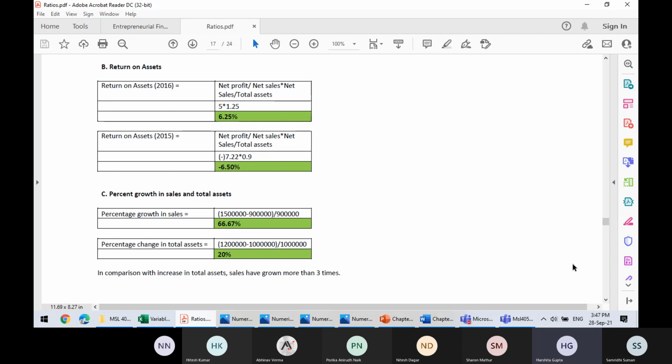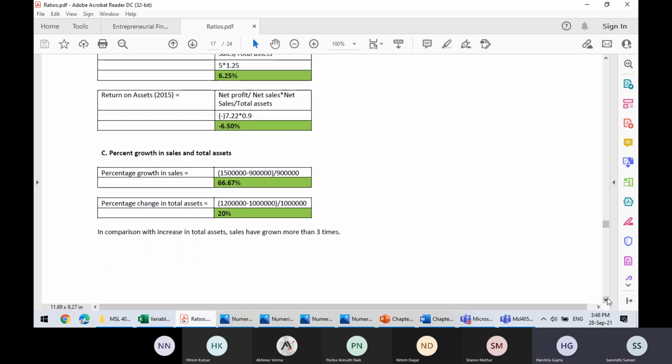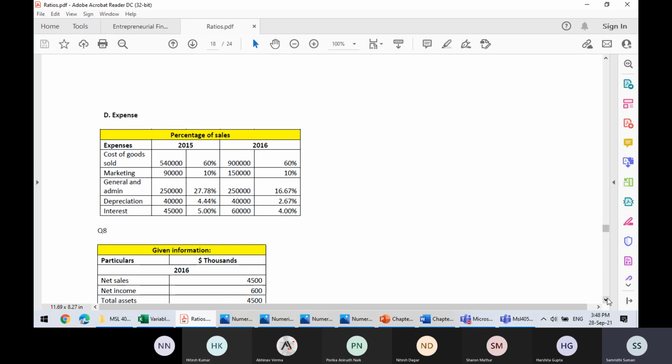See, we are calculating the percentage growth in sales. Again, the sales for 2016 minus 2015 divided by 2015. Similarly for total assets. Ma'am, can we move down? Yeah. So now they have asked us to express all the expenses in terms of sales. You don't have to do anything, but just take all the expenses and divide them by the net sales. Is there any problem in this D part?